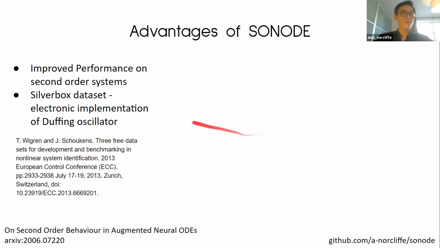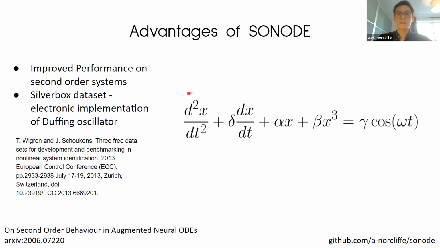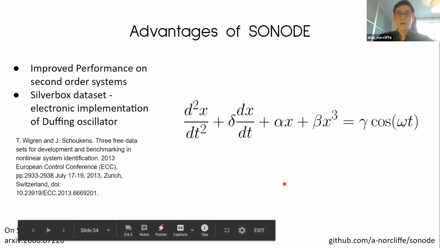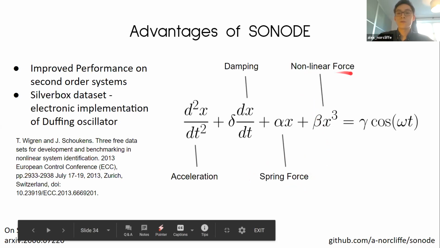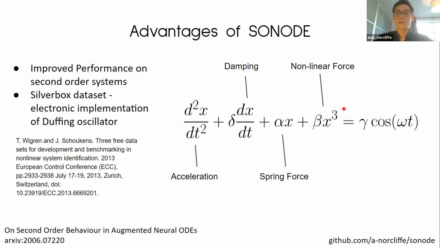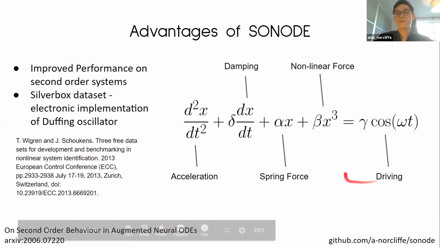Finally, we see that on systems we know for a fact are second order, we get improved performance. So we looked at something known as the silver box dataset, which is an electronic implementation of a Duffing oscillator. So the equation for that is this, which is quite easy to break down. So we have an acceleration, a damping term, a spring term, a nonlinear force. So this is what makes a Duffing oscillator different to a harmonic oscillator, and then some sort of driving term.